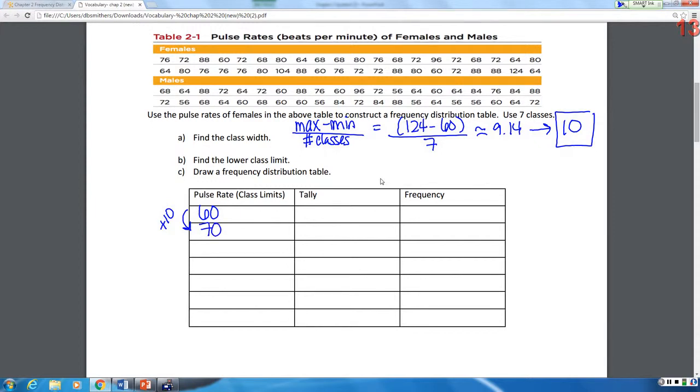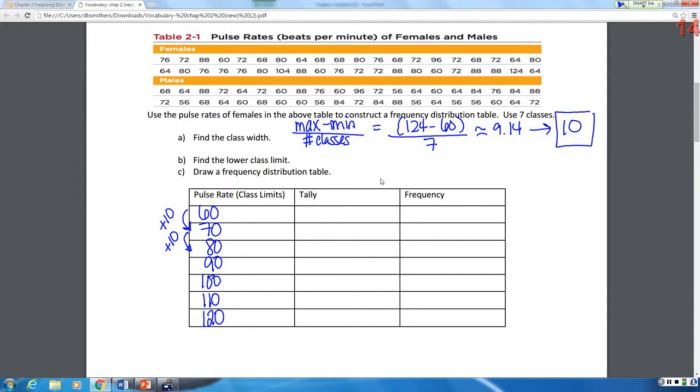Again, I'm going what? I'm going down the paper. Do it again. Let's now add that class width again. What's 70 plus 10? 80. All right. Then I have what? 90, 100, 110, then 120. I do not go across. If you go across, it makes it wrong. Okay? Go down.